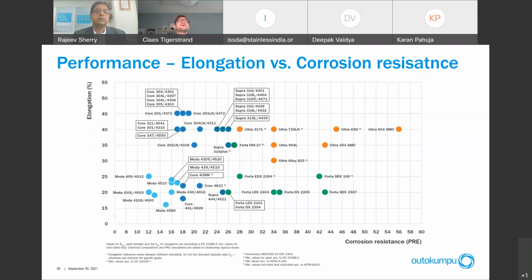If you want the best possible elongation properties and formability, of course, you should go for austenitic grades like the 304, 316 grades indicated with blue there. Or if you need corrosion resistance as well, you go for the ultra range indicated by the orange dots. And you see that ferritic grades and duplex grades are lower on the scale there on the elongation.